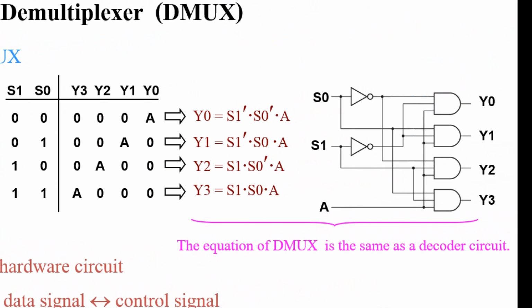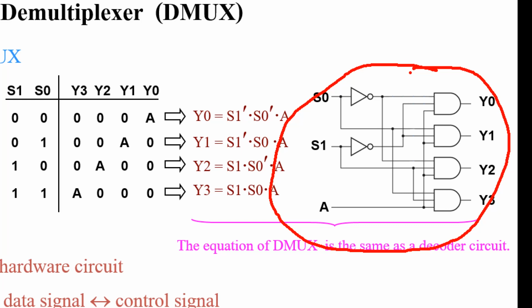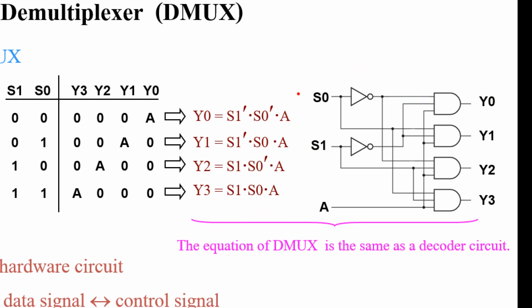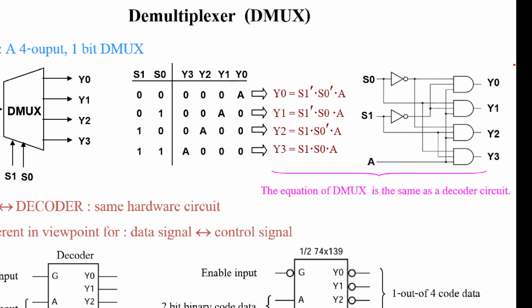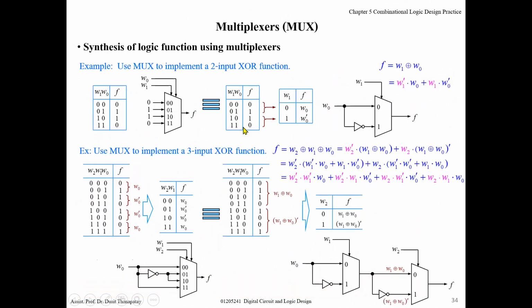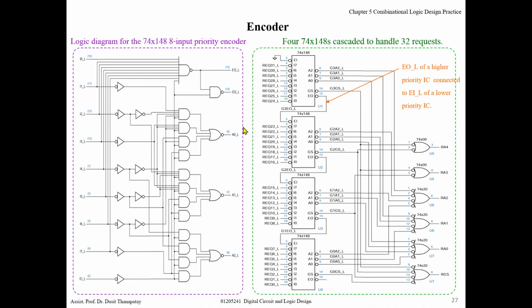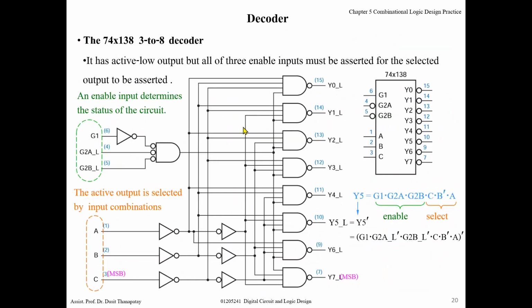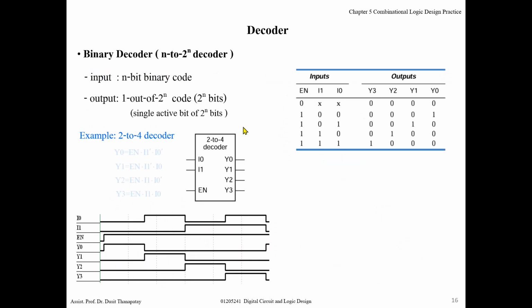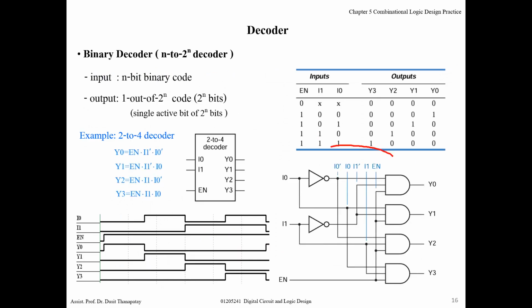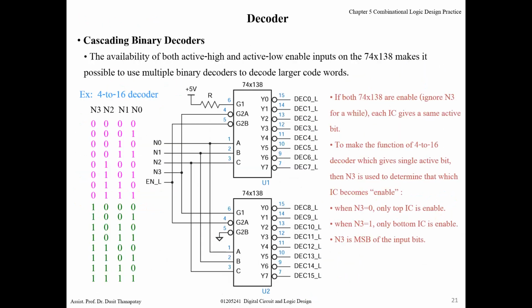After you obtain the set of output equations, you can write a schematic or circuit diagram following these equations. Please take note that this equation and this circuit diagram are the same as the decoder circuit, the basic decoder from the previous lesson. So it is the same hardware, but different interpretation, or meaning.